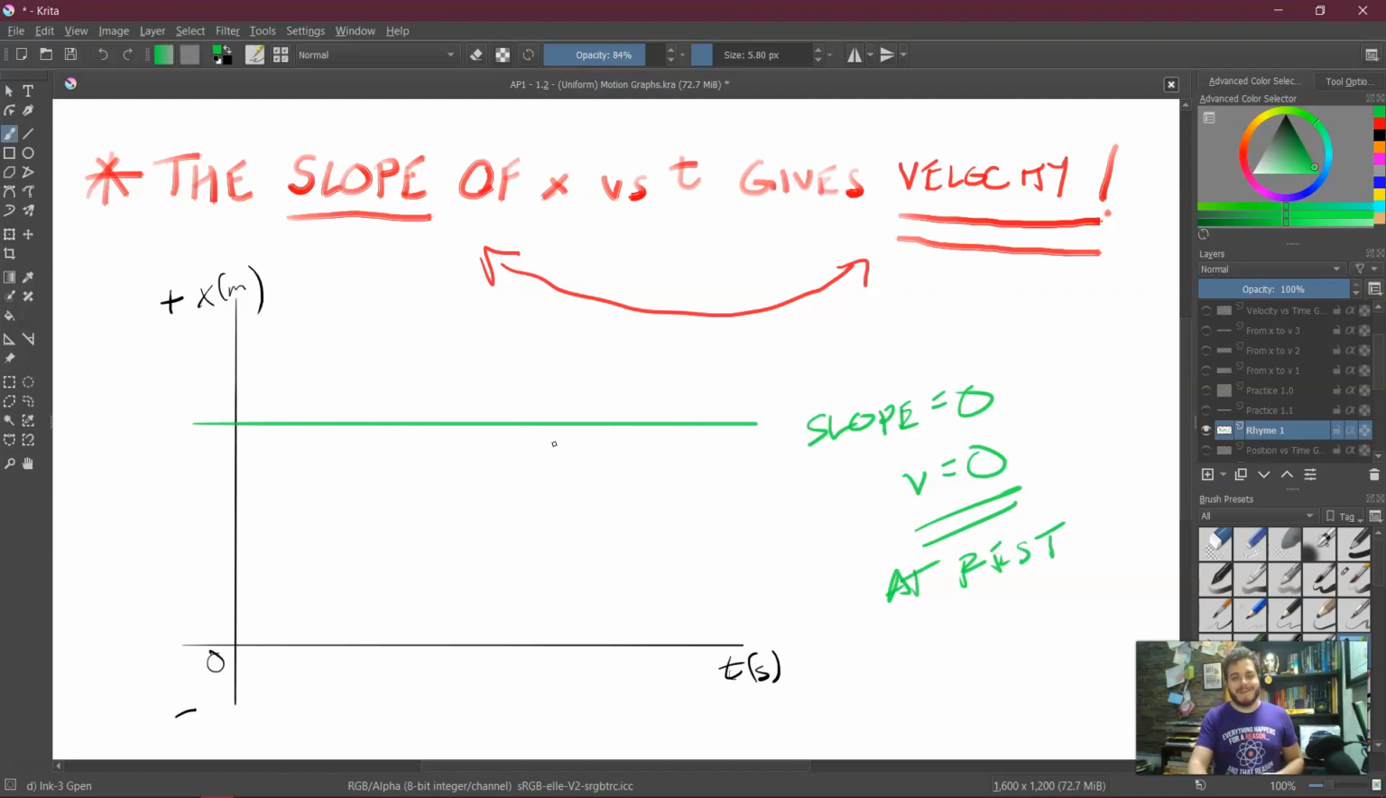position isn't changing. Now, one last thing I do want to say is you could have something that starts bending like this, and if that's the case, the velocity is changing. It's speeding up and slowing down, but we're not going to be looking at that quite yet.